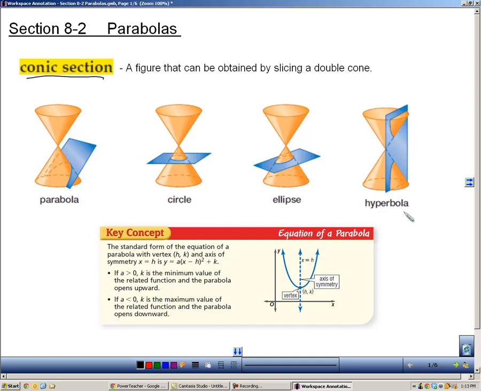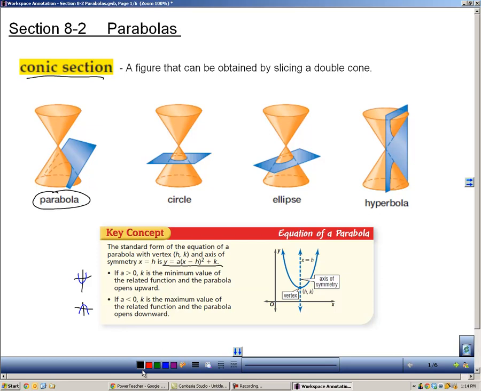We're going to spend the rest of the chapter looking at these 4 conic sections, but the one that we're going to look at in this video specifically is a parabola. Here you see the general form for the equation of a parabola when you have the vertex at spot (h, k) and you have an axis of symmetry at x equals h. Now it's also useful to note that if the a value is greater than 0, you get a parabola that opens up. Likewise, if the a value is smaller than 0, you get a parabola that opens down.